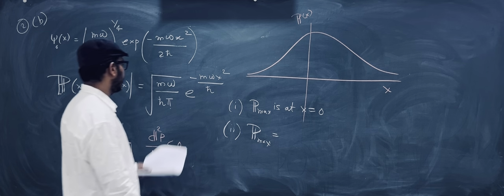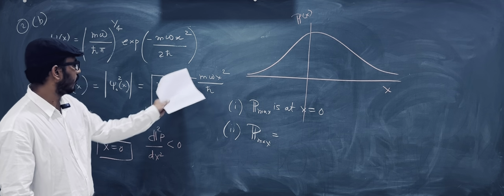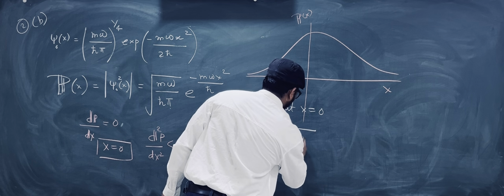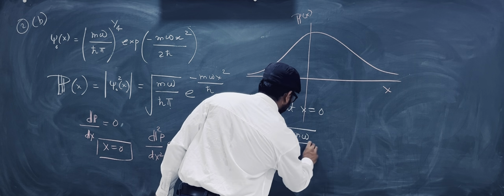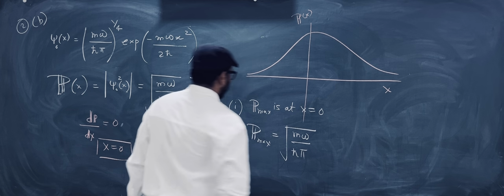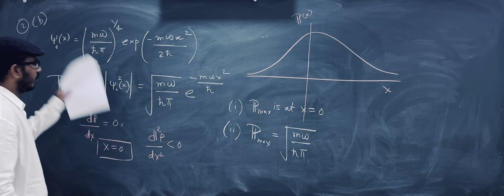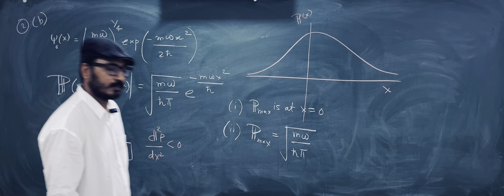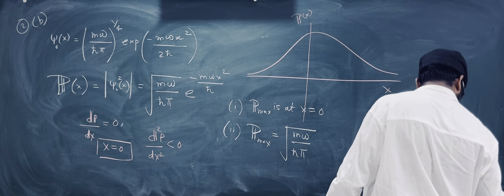We can plug x equal to 0 in here, so the exponential term will become 1. So P max is simply root m omega over h cross pi. So this is the maximum probability for this wave function. Very easy, very simple, very beautiful function, very smooth curve we have here. Okay.